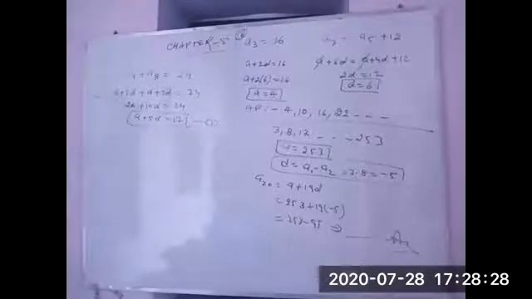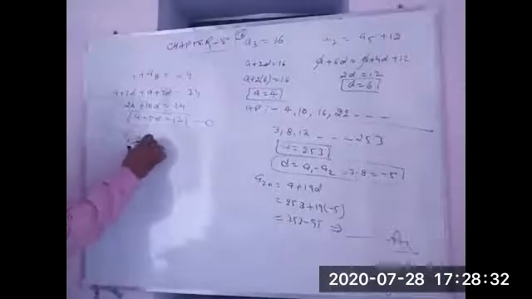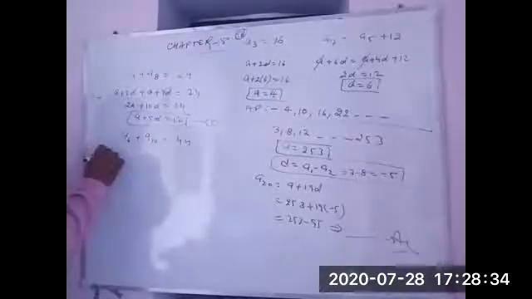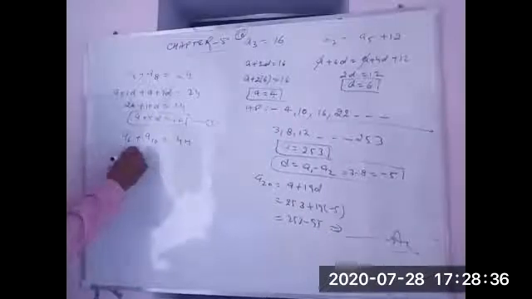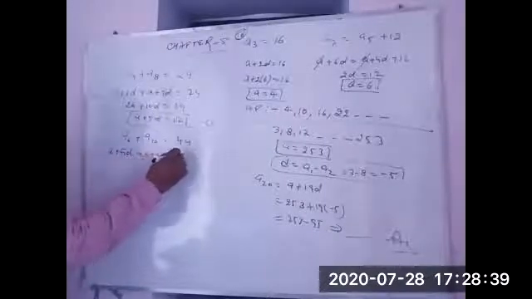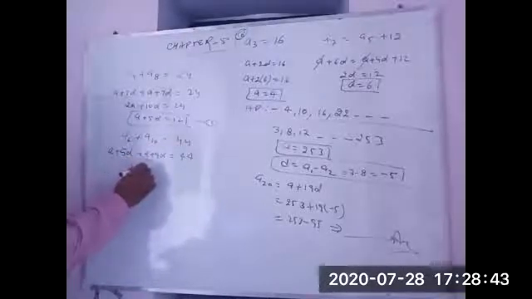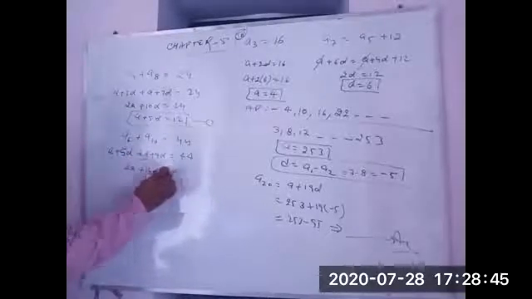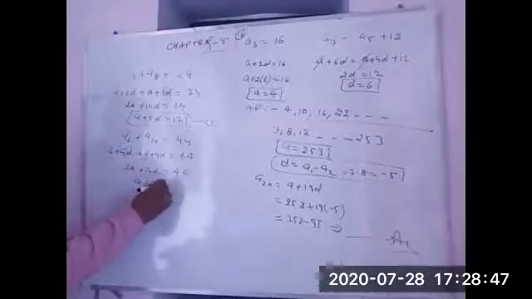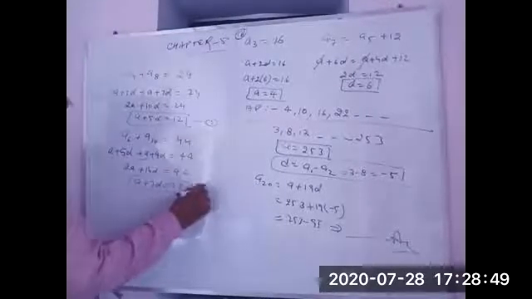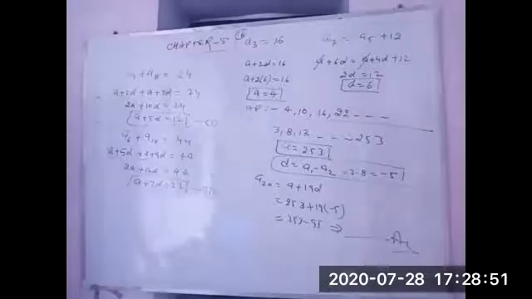Now, the sum of the 6th and 10th terms is 44. A plus 5D, A plus 9D. A plus A, 2A, plus 14D equals 44. A plus 7D equals 22. Equation number 2. Now you have studied this in chapter number 3.